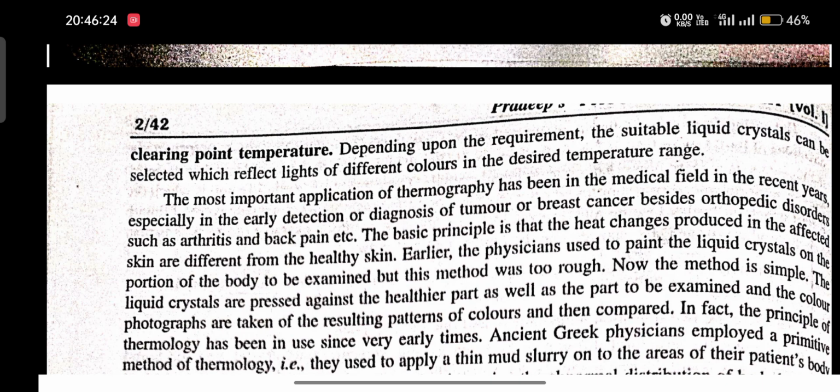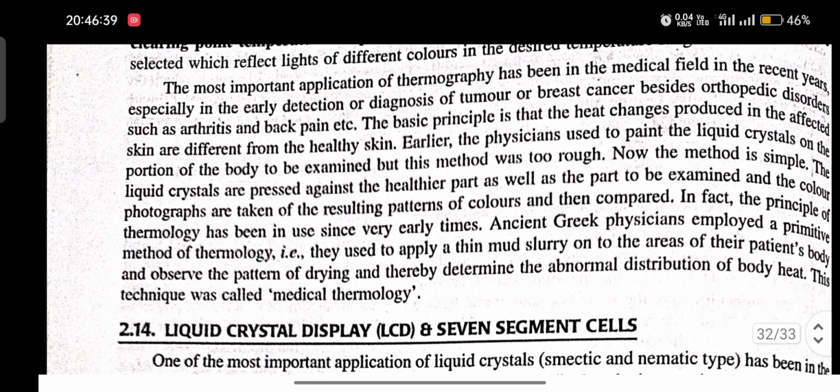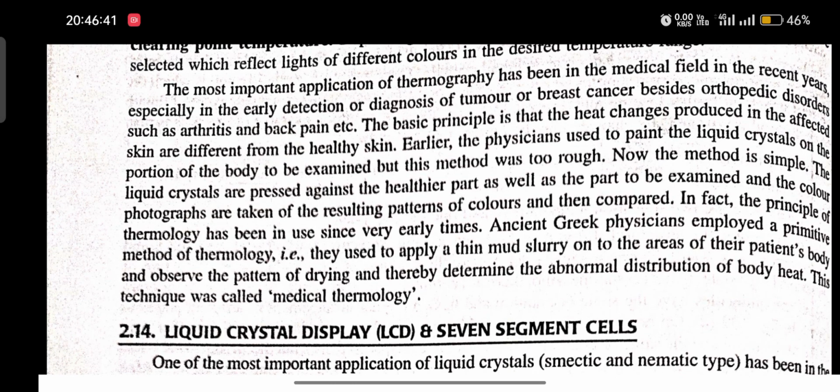The most important application of thermography in recent years has been in the medical field, especially in the earlier detection or diagnosis of tumors of breast cancer, besides orthopedic disorders such as arthritis and back pain. The basic principle is that the heat changes produced in the affected skin are different from the healthy skin.